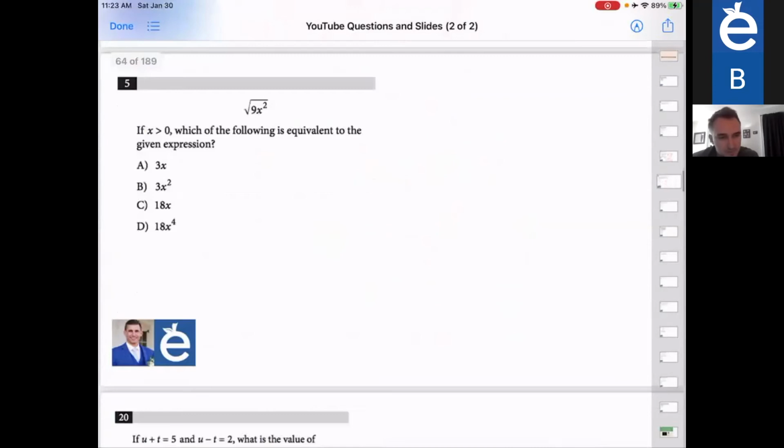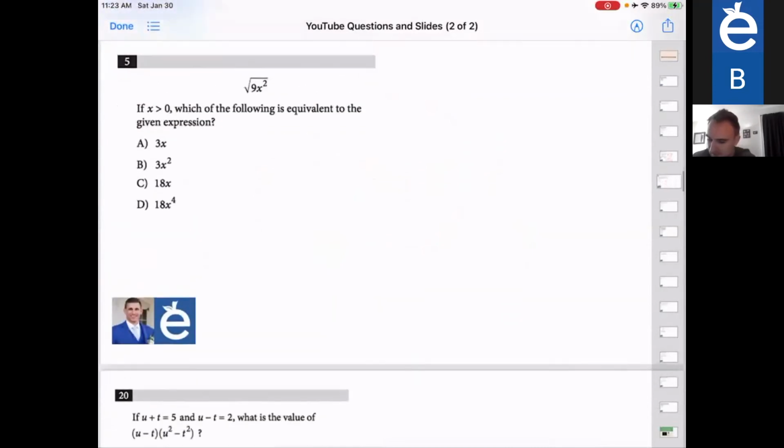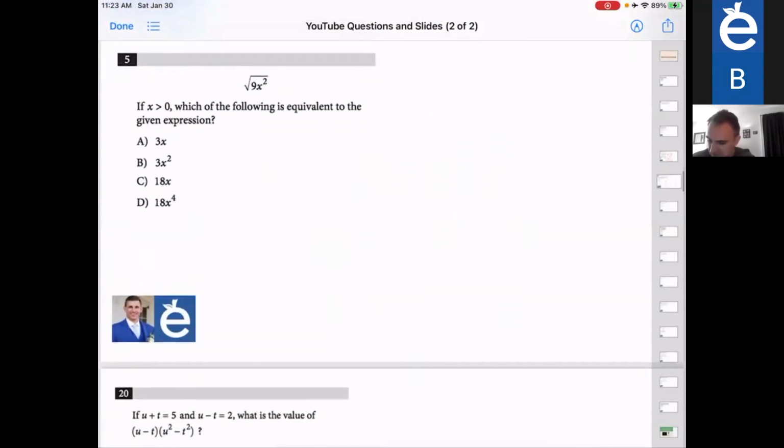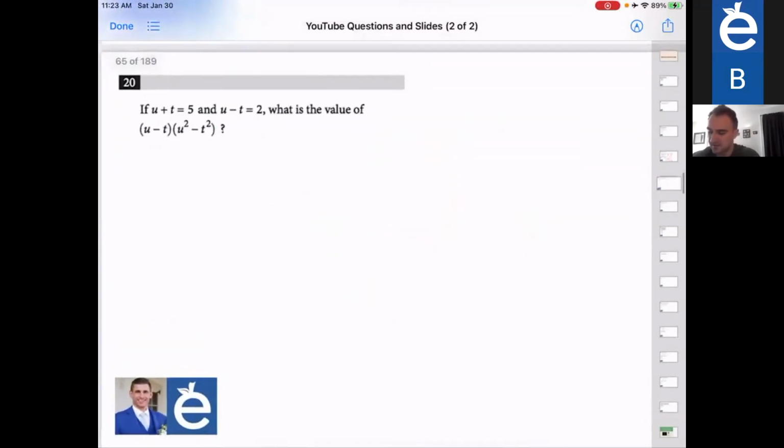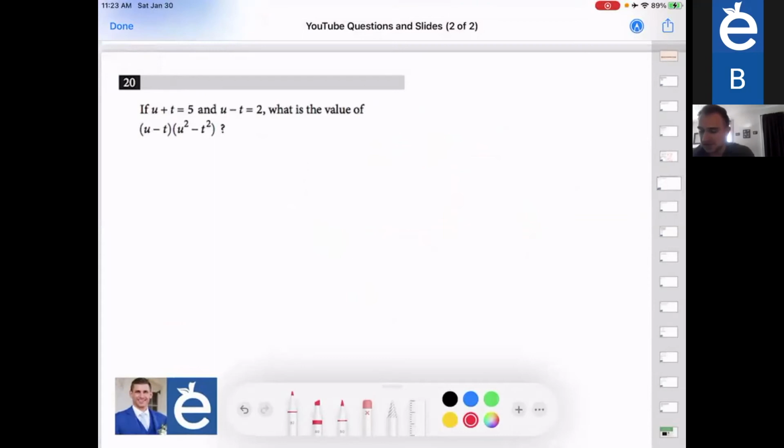So let's move on here. Let's look at number 20 here on page 65. So it says if u plus t is equal to 5 and u minus t is equal to 2, what is the value of u minus t times u squared minus t squared? It's kind of a strange problem, right?